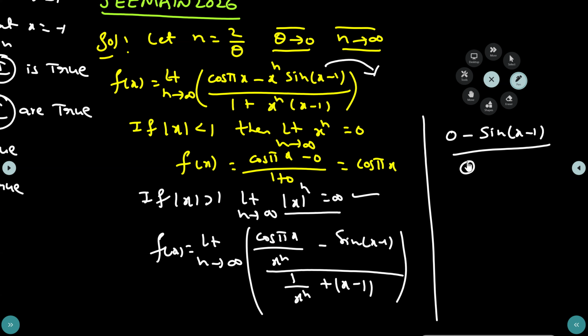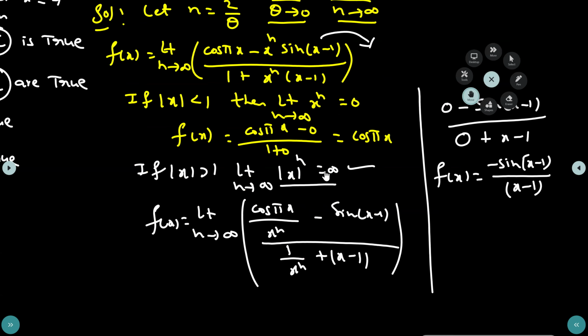Limit n tends to infinity, mod x power n is infinity, so x power n has come in the denominator. Something by infinity is 0. So 0 plus sin of x minus 1. So here what we got: f of x is equal to minus sin of x minus 1 by x minus 1. Clear? Now rewrite the question. Done.